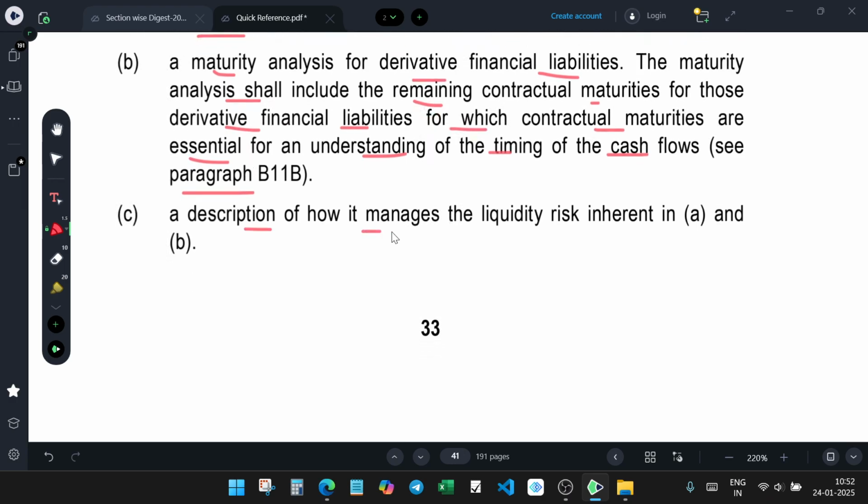A description of how it manages the liquidity risk inherent. How does liquidity risk arise? You get a loan, you do the business, you repay the loan. And what about other expenses? If you pay the other expenses, then to pay the loan, you need to get another loan. Such kind of problem.